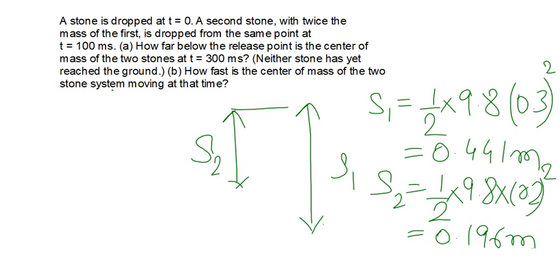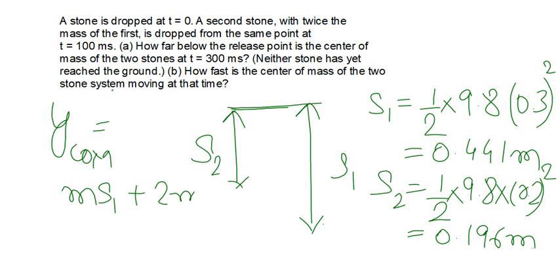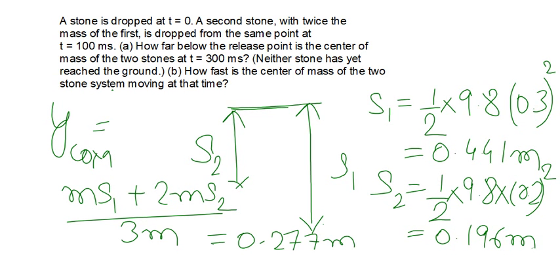Now we can take the position from where the stones were dropped as origin, and the y center of mass from the release point basically is given by m times S1 plus 2m times S2 divided by m plus 2m, that is 3m. m gets cancelled, and putting the values of S1 and S2, you will get y center of mass as 0.277 meter. That means the center of mass is located 0.277 meters below the release point somewhere here. This answers part 1.